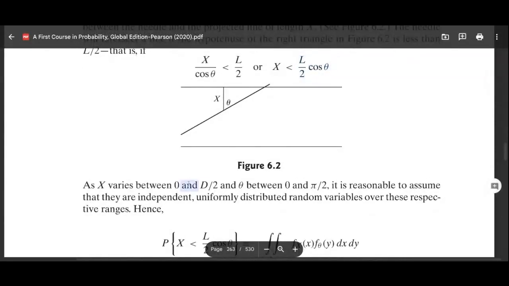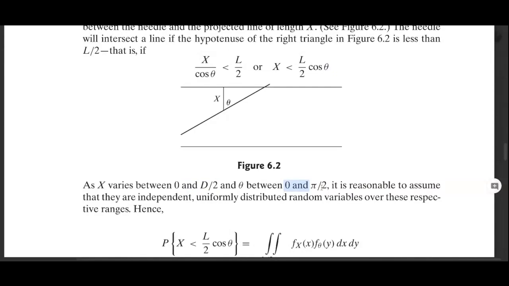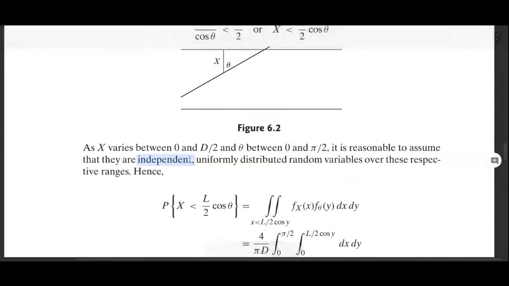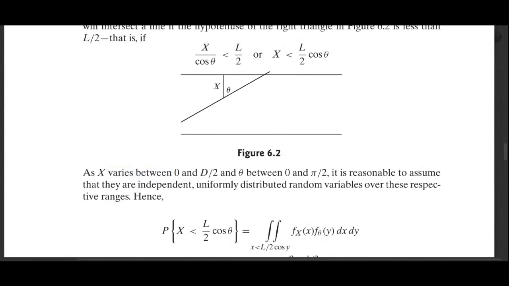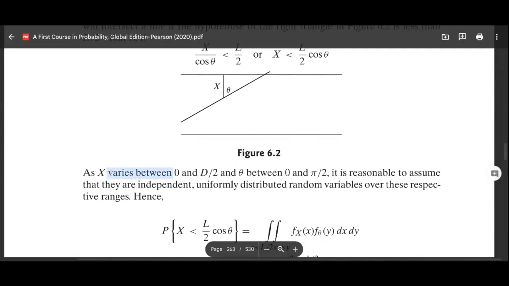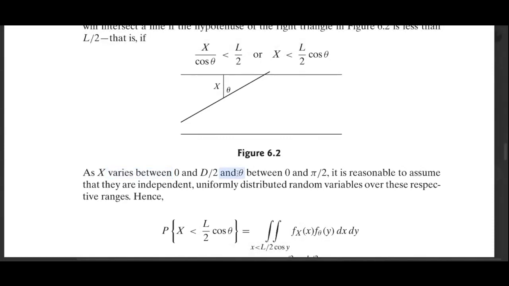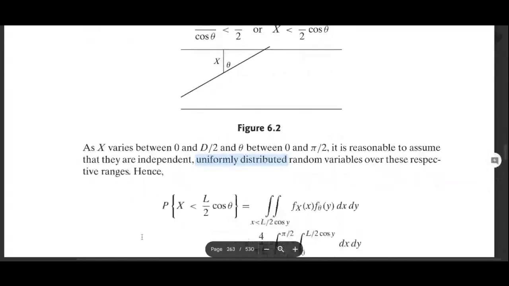As x varies between 0 and d over 2, and theta between 0 and pi over 2, it is reasonable to assume that they are independent. Yeah, you would think theta and x are dependent, right? Because we think of one triangle. But here it says x varies between 0 and d over 2, theta varies between 0 and pi over 2, so it's reasonable to assume that they're independent, uniformly distributed random variables over these respective ranges.